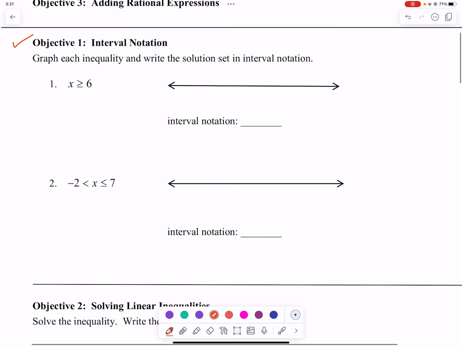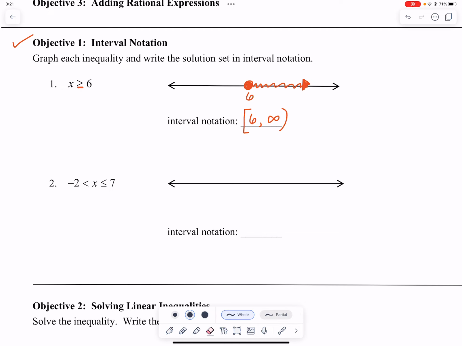So we're going to first write the graph. X is greater than or equal, so we need a solid point, then 6. And we want all of the values greater. So here our left boundary is 6, our right boundary is infinity. Since 6 is included because of the equals, we use a bracket, and we always use parentheses for interval notation.